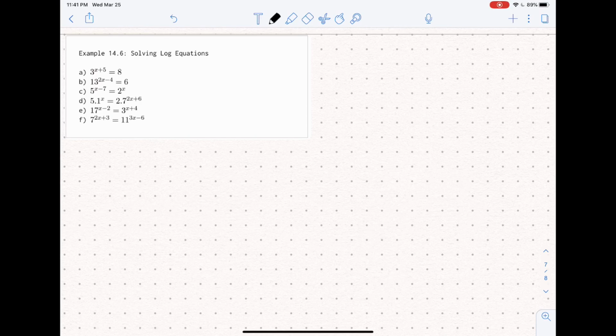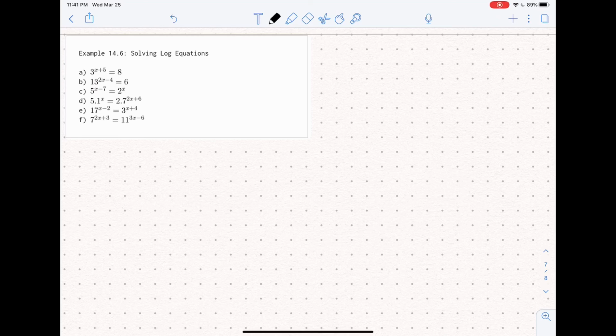Okay, everybody. This is it. Final video of the day. We are going to be solving equations using logs to solve equations that have exponents in them. And that's a pretty typical use of logarithms. In fact, it's one of the main reasons that we study logarithms.